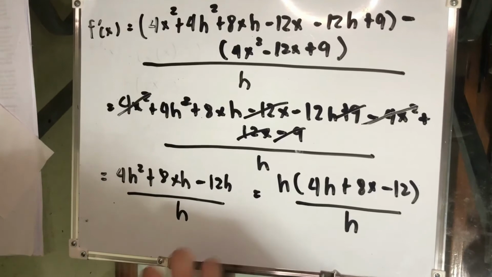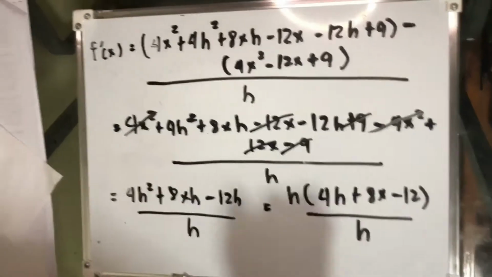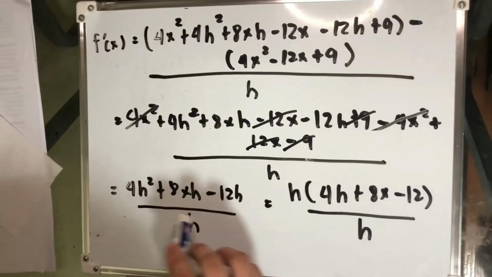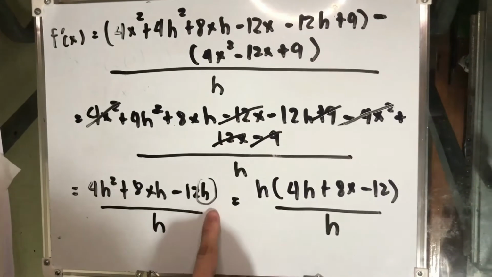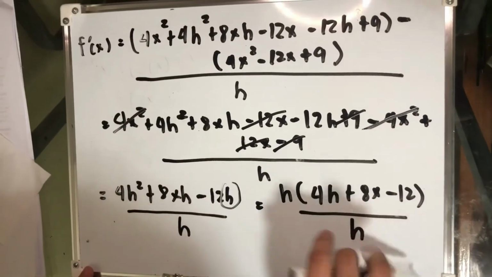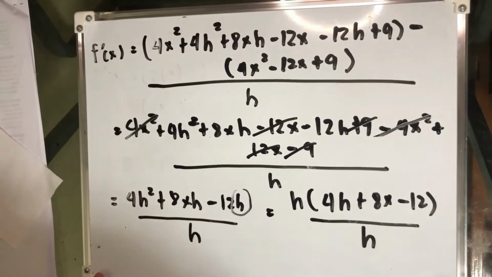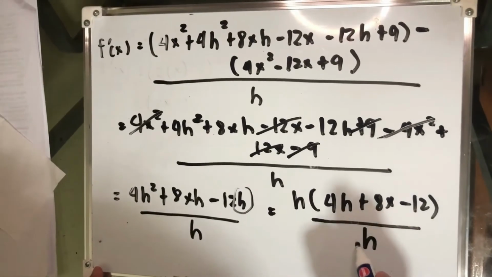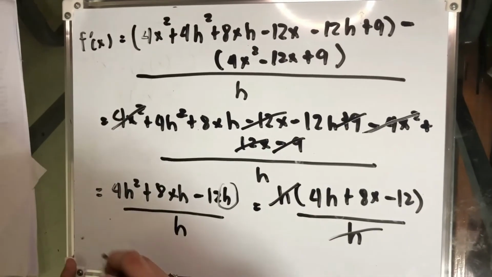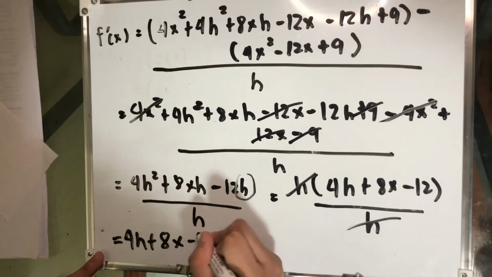So we have derived this answer, fh squared plus 8xh minus 12h all over h. Have you noticed in this numerator that they have the same variable, which is the h? So we can bring out h, and this will be the answer. h times the quantity of fh plus 8x minus 12, all over h. Now, since h is out, we can cancel the denominator h and the numerator h. We have 4h plus 8x minus 12.